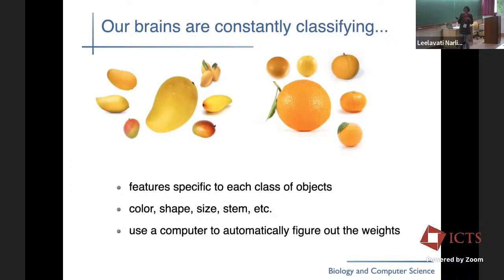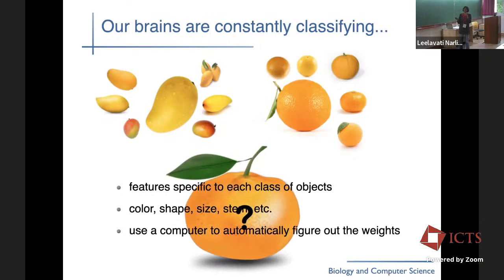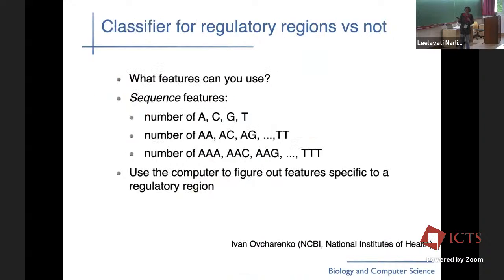So we want to make sure that we can build a computer algorithm that can figure out features for each class automatically without us telling it to, because we don't know what they are. Right? So what are the features we have? All the features we have are ACGT, that string. So we can just give it, for example, the number of A's, the number of AAs, and so on, or the frequency of this.